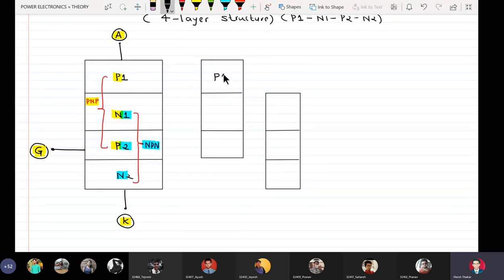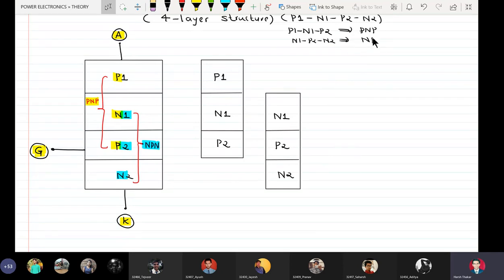Yes, so P1, N1, P2, N1, P2, N2. Okay, so we can write down here that P1, N1, P2 is my PNP transistor, and N1, P2, N2 is my NPN transistor.